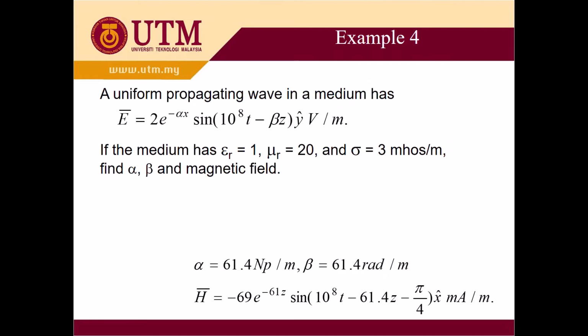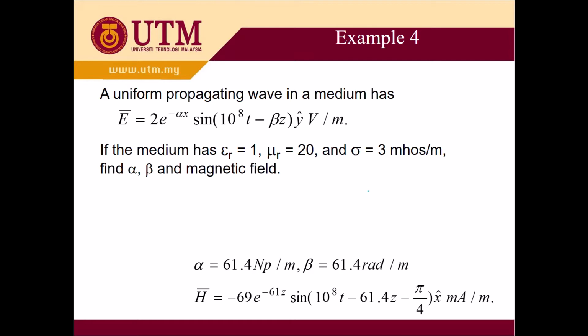Let's see example 4. A uniform propagating wave in a medium has E equal to 2 exponent minus alpha z, sine of 10 to the power of 8 t minus beta z, in the y direction, volt per meter. If the medium has epsilon r equal to 1, mu r equal to 20, and sigma equal to 3 mho per meter, find alpha, beta, and the magnetic field.